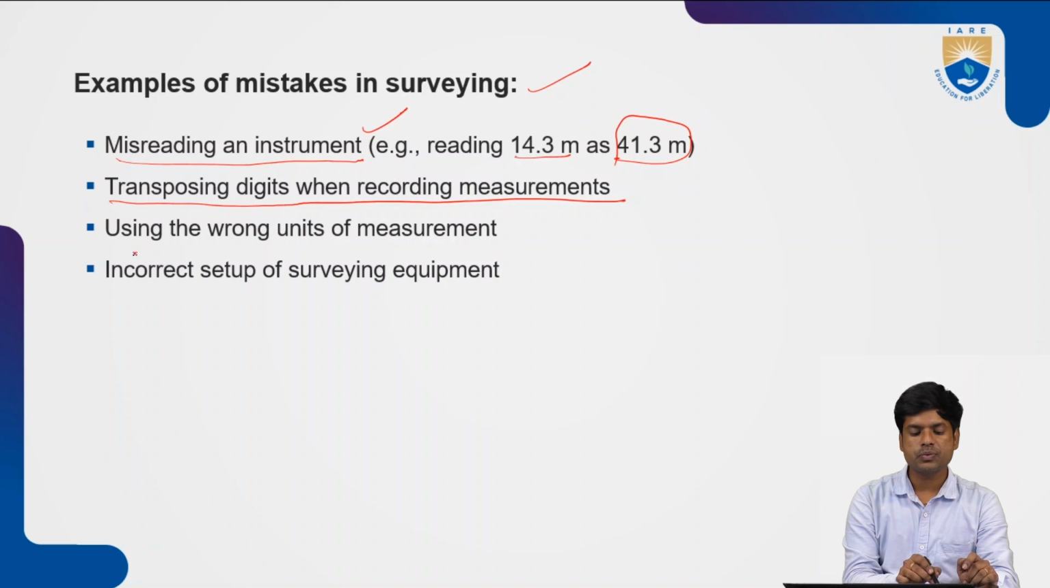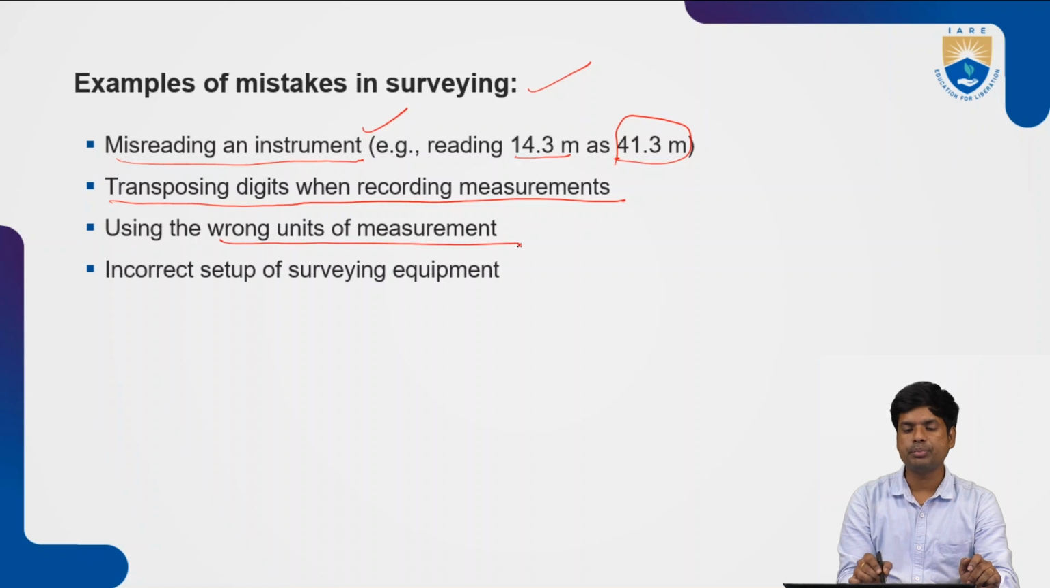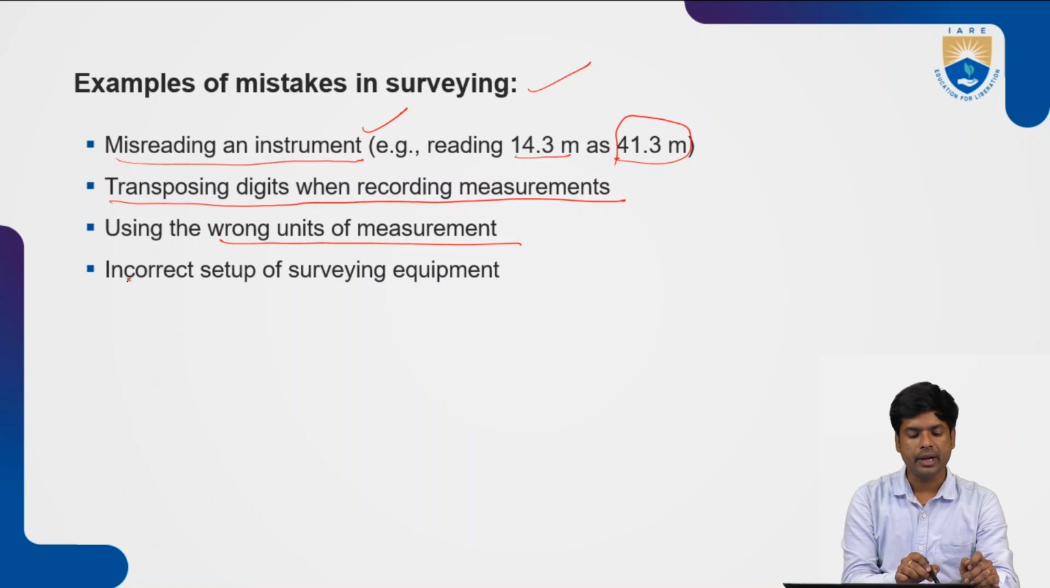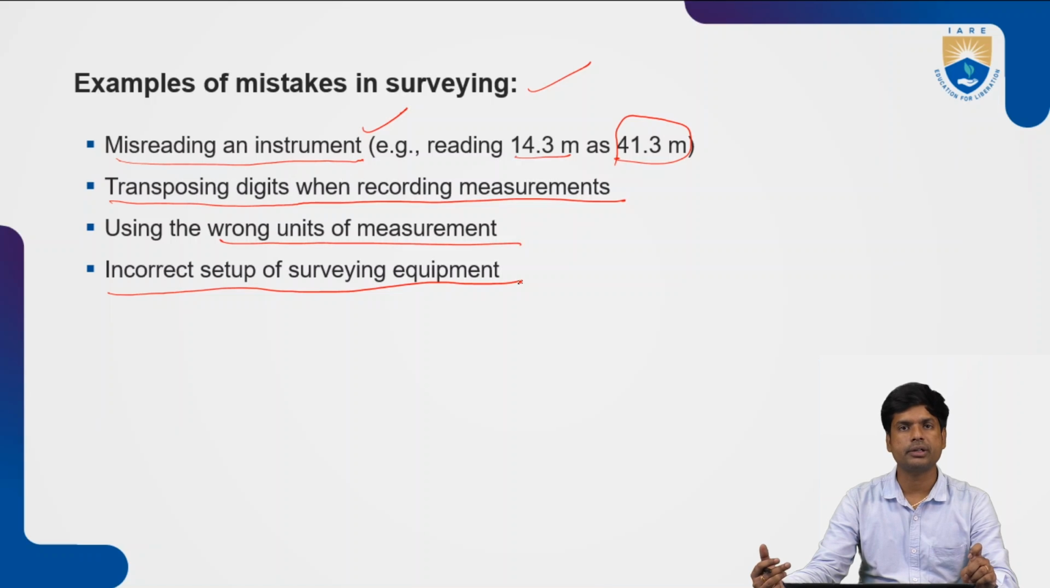And next one, using the wrong units of measurement. We have to use accurate units depending upon the measurement and depending upon the instrument. And next, incorrect setup of surveying equipment. If the setup is not good, not properly aligned, then also you are going to get errors, and this will come under the mistakes, because we follow a pattern for one method. According to that, we have to use the set of tools.